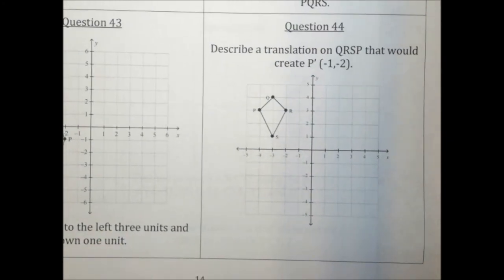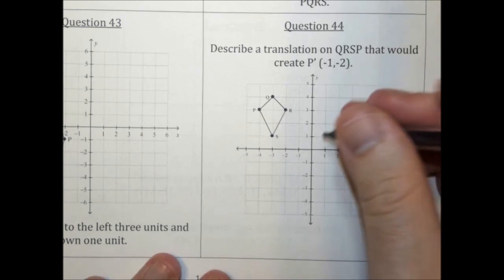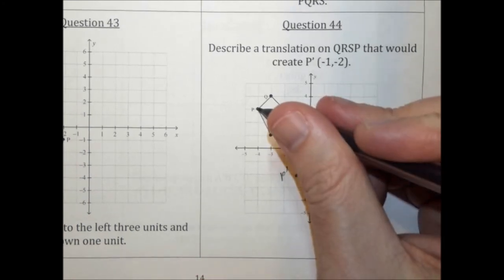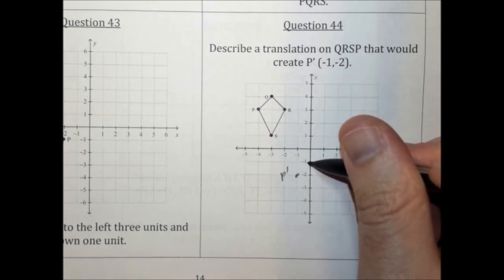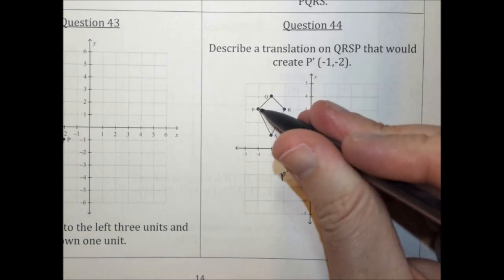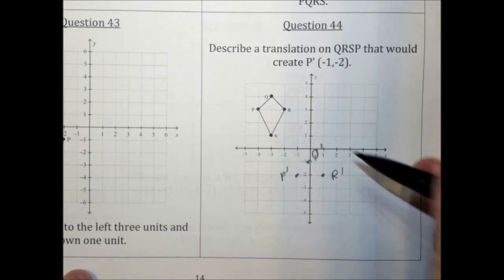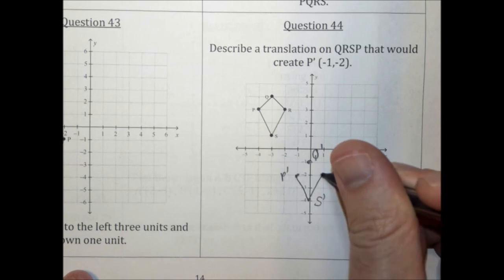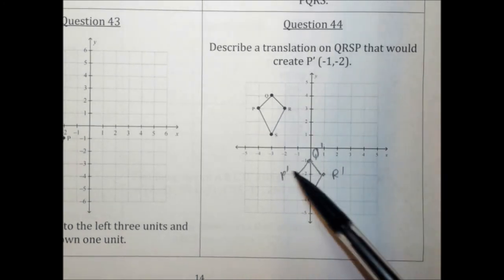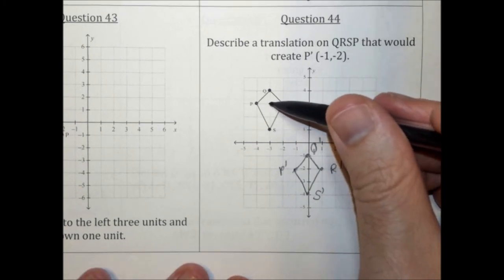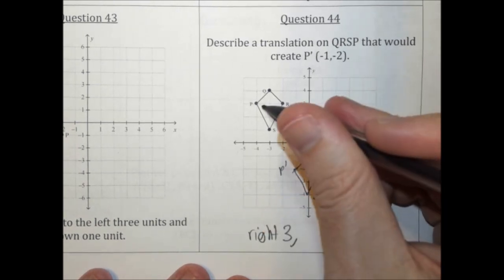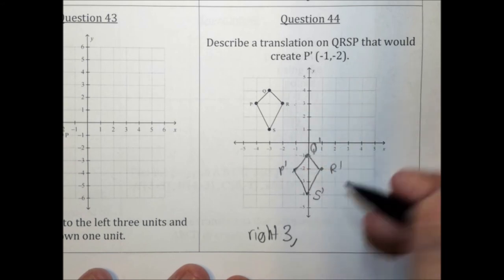44. Describe a translation on QRSP that would create P prime, negative 1, negative 2. There's P prime. So if P prime is there, Q prime is up 1 and over 1, so Q prime would be there. R prime is 2 across, so R prime would be there. And S is 3 below Q, so S would be there. So I recreated the whole shape even though I didn't need to. They just want to know, how did P turn into P prime? It went to the right 3, one, two, three, and it went down 1, 2, 3, 4, 5. Went down 5.